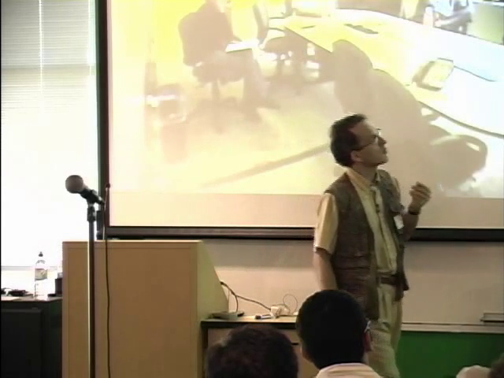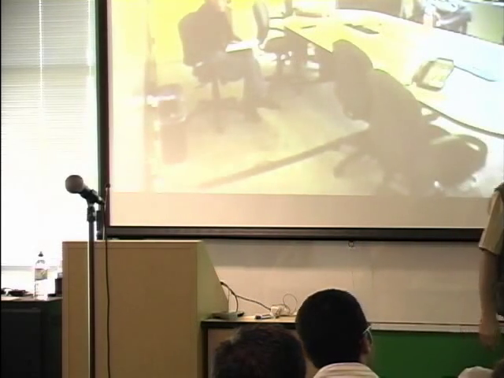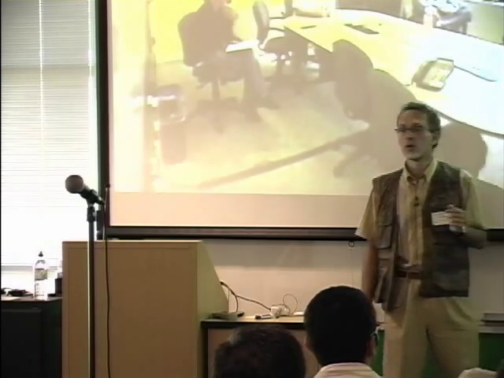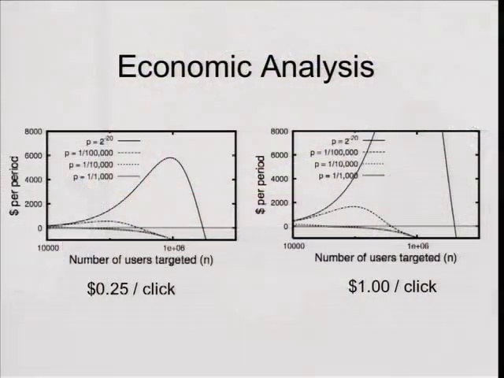Now, looking at the economic analysis of this, there are a couple of curves here. The topmost curve corresponds to a detection probability of 1 in a million. The next one is 1 in 10,000, and then you got 1 in 1,000. And these two graphs here are for 25 cents per click and $1 per click. And what it really plots, on the y-axis, is the profit for the attacker. And on the x-axis is the number of users targeted.